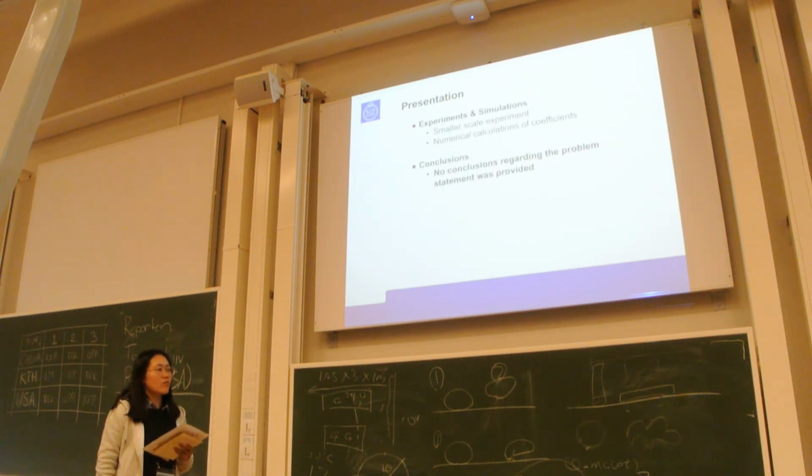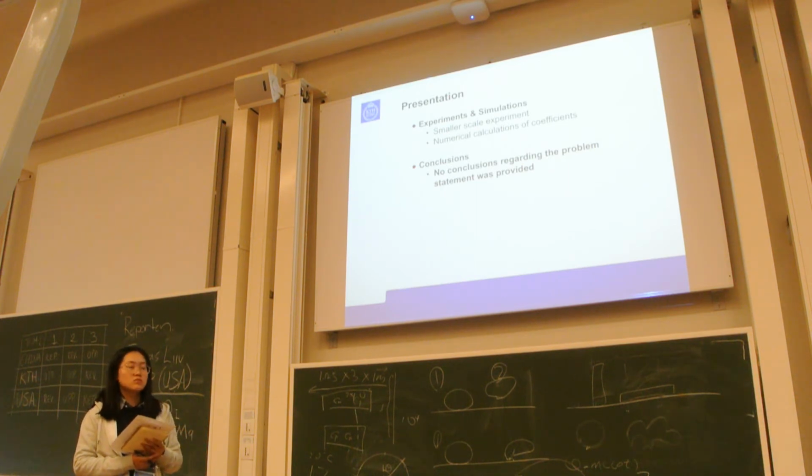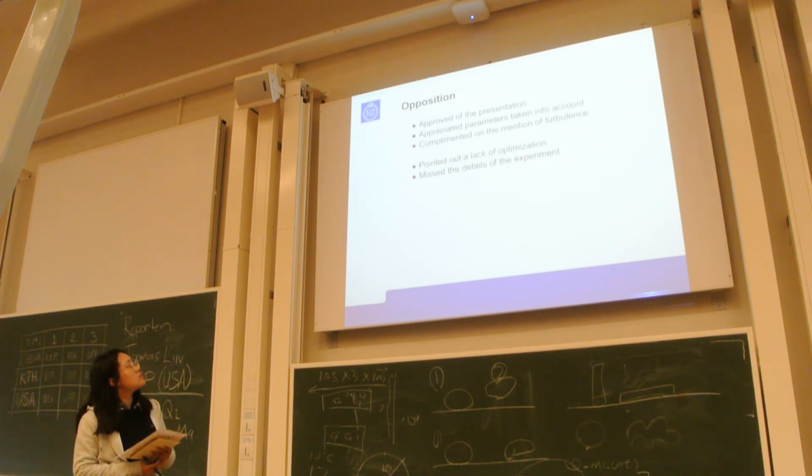Also, most importantly, there were actually no conclusions made in this presentation. The reporter didn't actually make any numerical predictions of how far the arrow would deviate from its target. The opponent also missed all of these important things that the problem statement gives us. They did point out, however, a few things: the lack of optimization and some details of the experiments.